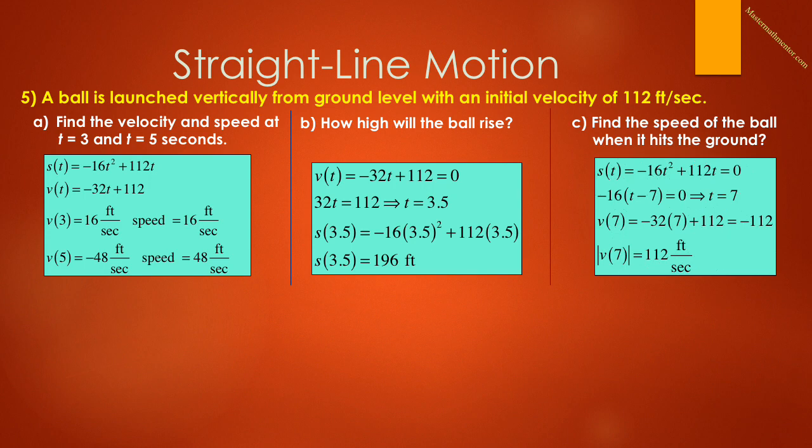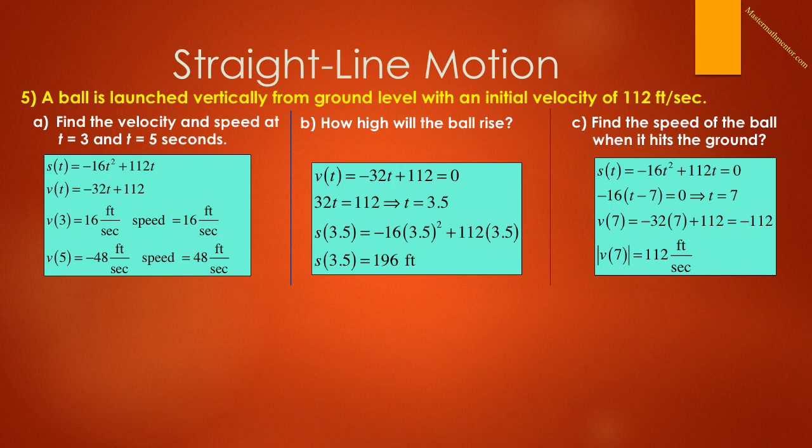In C, we're asked to find the speed of the ball when it hits the ground. So using our S of t, which is negative 16t squared plus 112t, we set that equal to 0. We can factor out a negative 16 and we get negative 16 quantity t minus 7 equals 0, and therefore t equals 7.